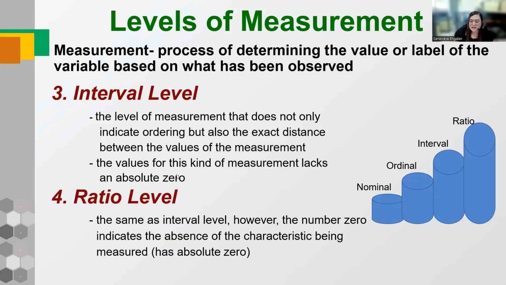So mao ni kalahian nila sa ratio level. Ang ratio level has an absolute zero. Pasabot kung may 0 meters, pasabot wala gyud siya'y height. Kung may 0 kilograms, wala gyud siya'y weight. No? Kung zero ang income, pasabot wala siya'y income. So, mao na'y kalahian sa interval level and ratio level.